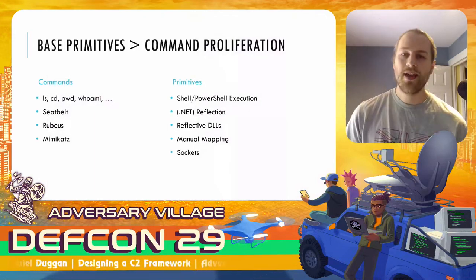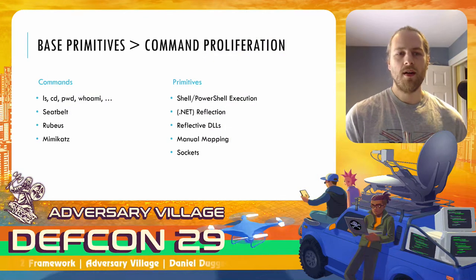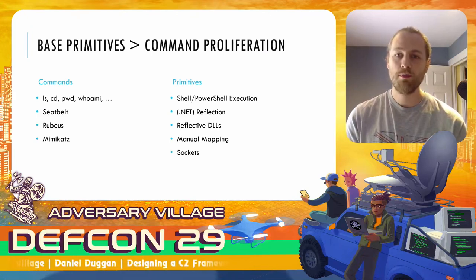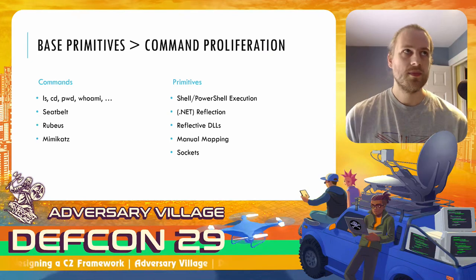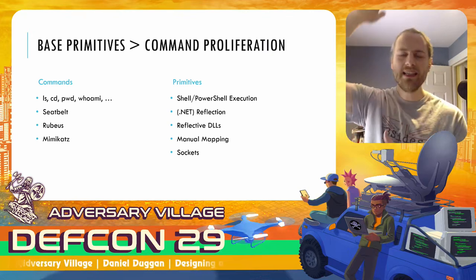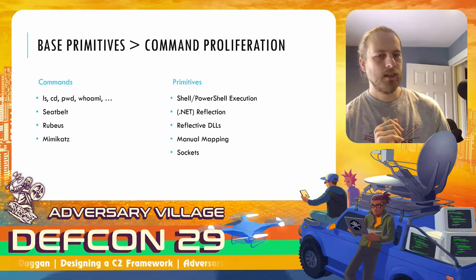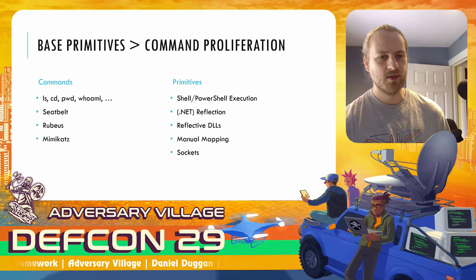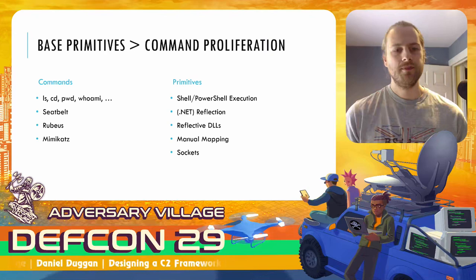In terms of any implant that you're going to write, base primitives are better, in my view, than what I'd call command proliferation. You can see some C2 tools just have a bazillion commands: you type help or whatever, and you get a bazillion commands that you can execute. I find that a bit overwhelming, and it's also not that flexible for the operator.